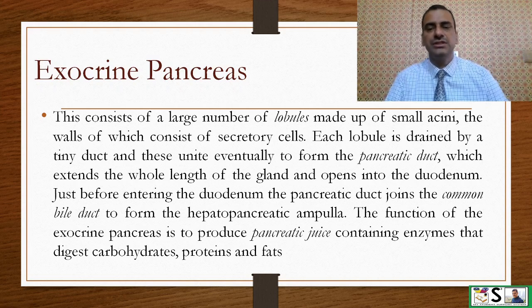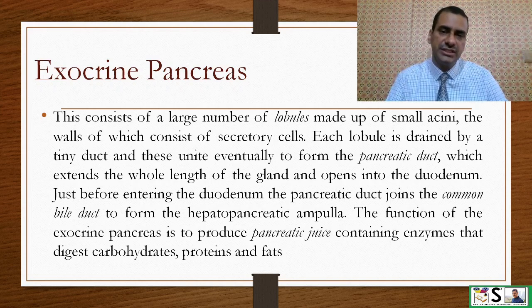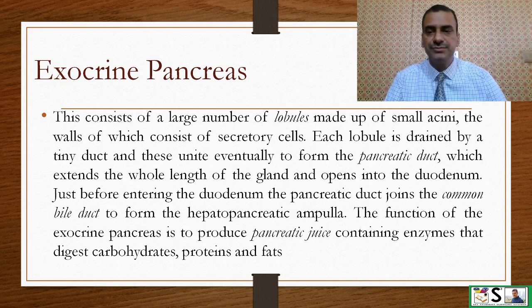Exocrine pancreas. This consists of a large number of lobules made up of small acini, the wall of which consists of secretory cells. Each lobule is drained by a tiny duct, and these tiny ducts unite eventually to form the pancreatic duct, which is situated in the center of the pancreas and extends the whole length of the pancreas gland and opens into the duodenum.